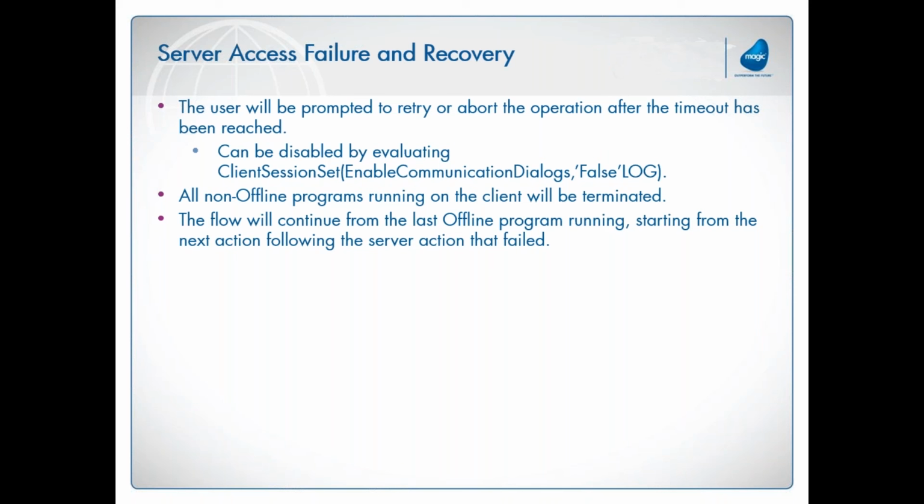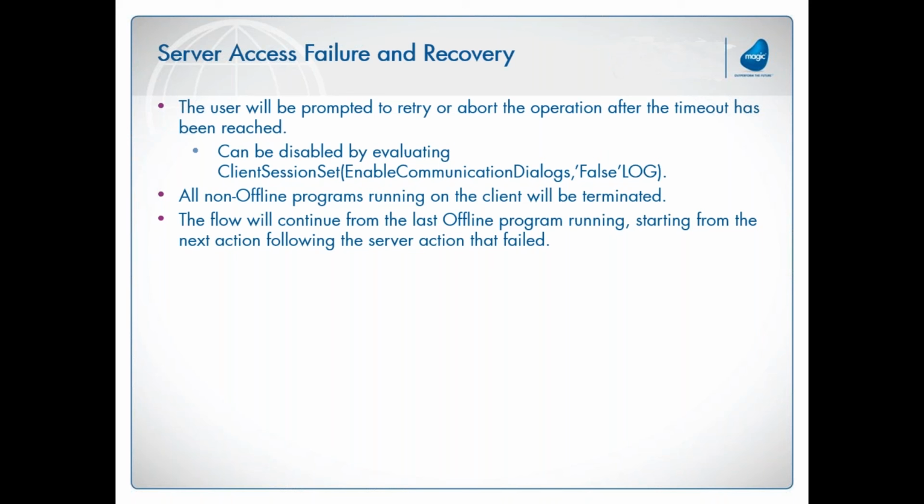Now let's talk about server access and recovery. By default, when you run your application and you try to access the server, even on a regular RIA application, you will get a message box saying the server is not available, and the user can choose to abort, retry or cancel. This is the default behavior also when you start the application with an offline program and then you try to contact the server.